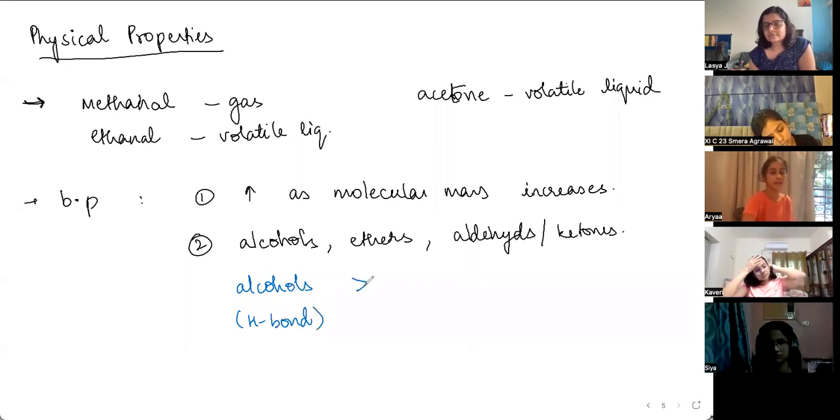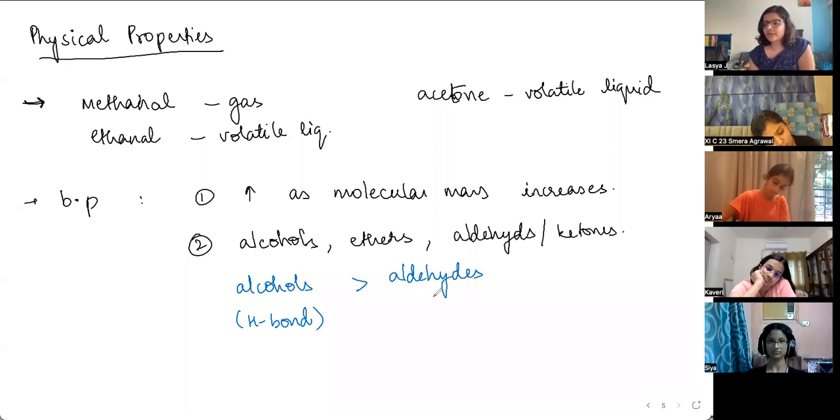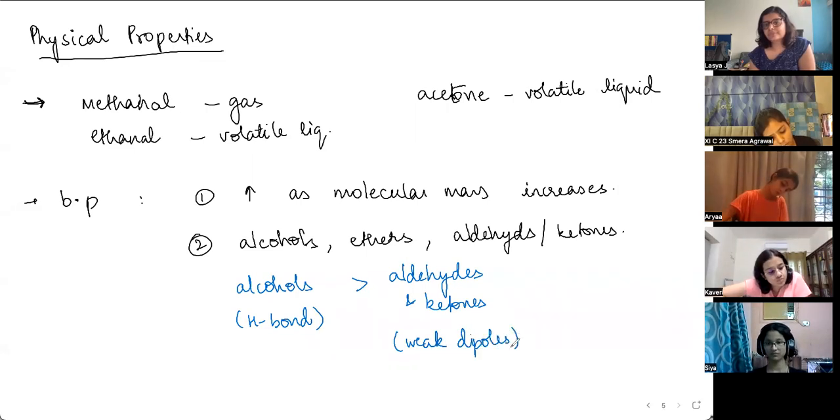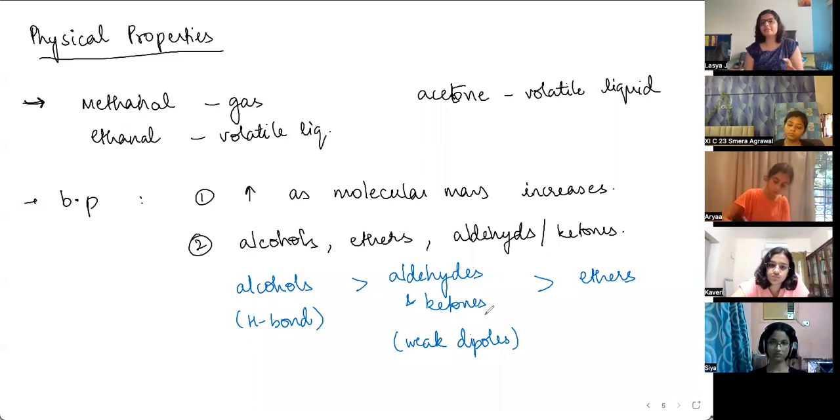Then you have aldehydes and ketones, because they are weak dipoles, followed by ethers. Even though ethers have oxygen, because of the lone pairs on oxygen and carbon atoms on both sides, they end up being weaker dipoles compared to aldehydes and ketones.